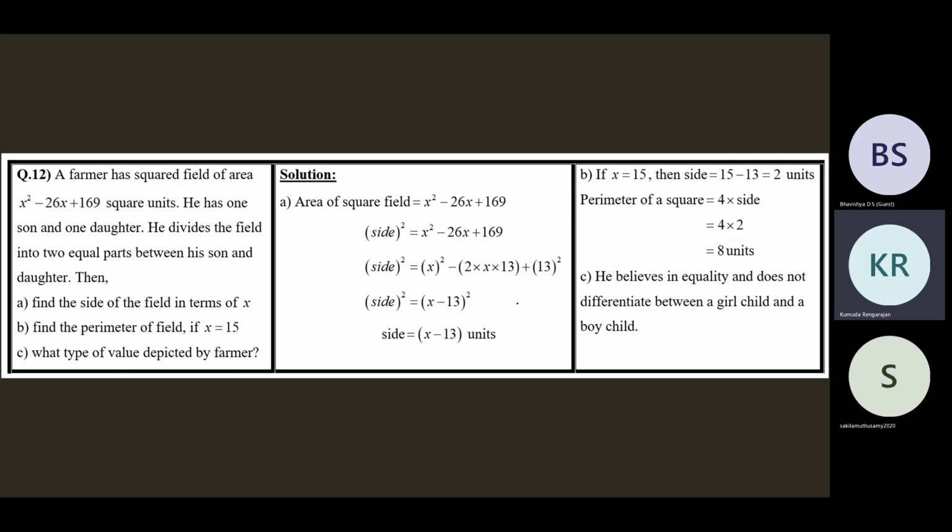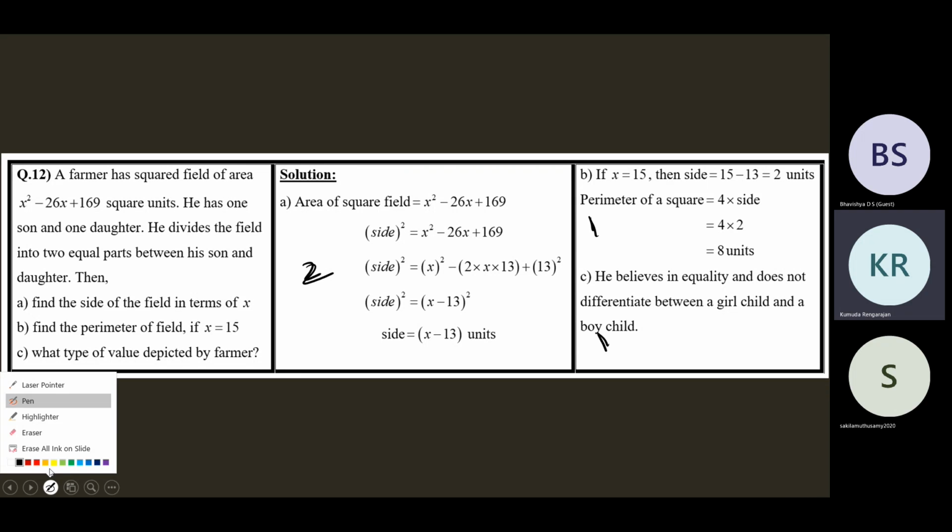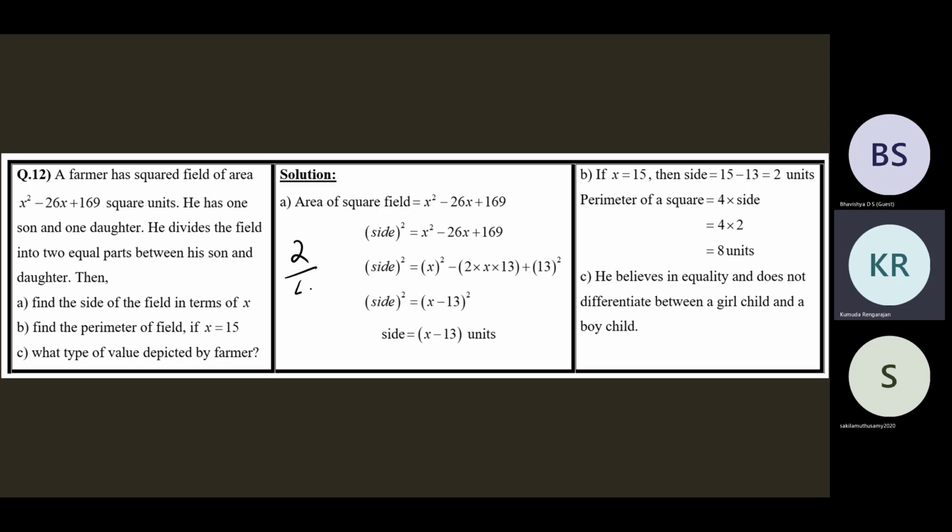So, Bhavishya, this one, you've answered. You have got x minus 13, and then you've done 4 into 15. So the second part, B, is incorrect. This is for 2 marks. This is 1 mark and this is 1 mark. So Bhavishya, you get 2 on 4. You get 2 for this one. You lose here and here. All right? Yes, ma'am.